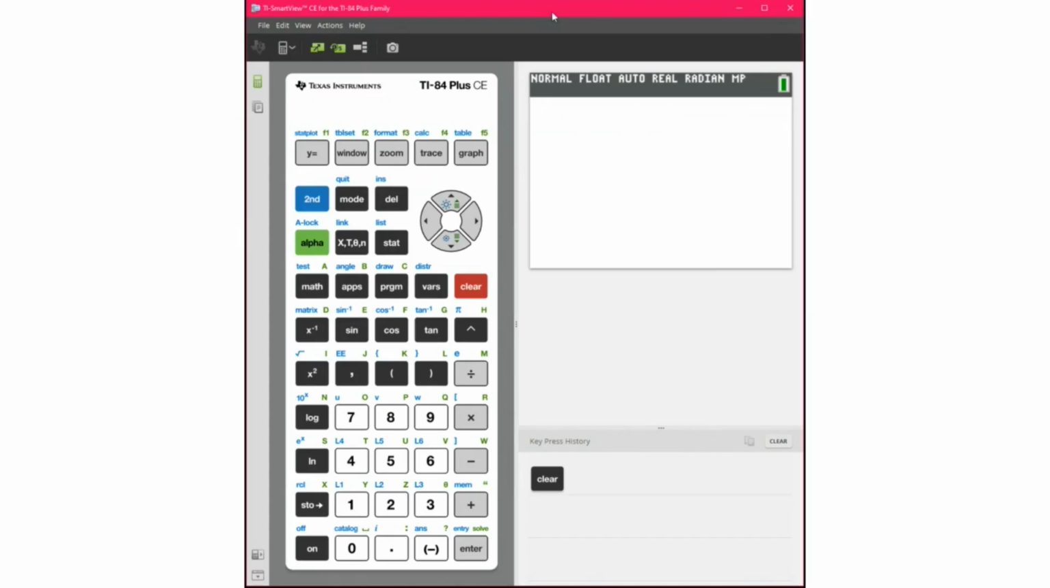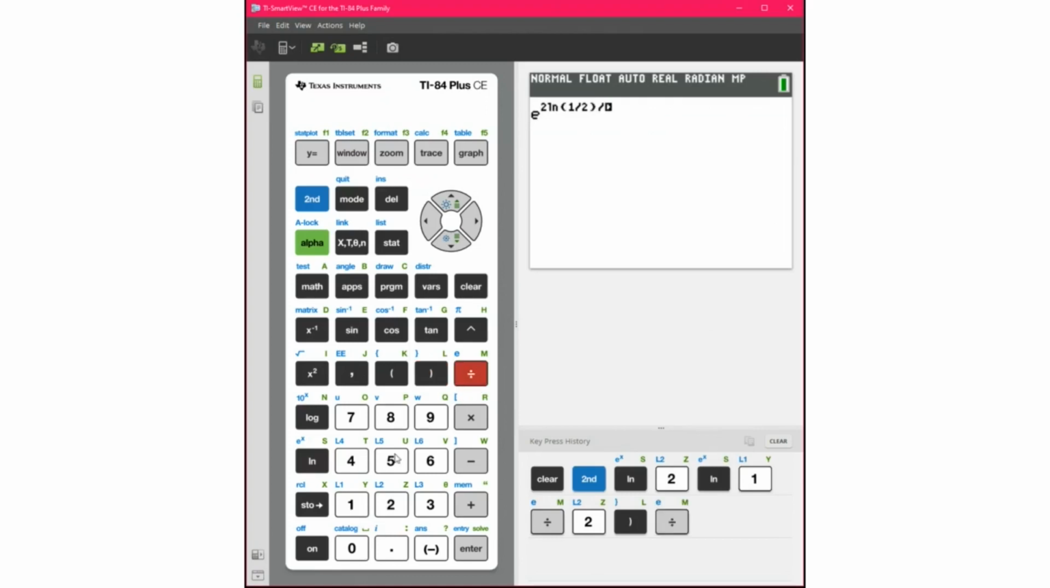And let's type that in. We've got e. So I did second and natural log to get that e to the x button. And then I'm going to do 2 natural log of 1/2 over 5. Made sure to close the parentheses on that natural log and hit enter.